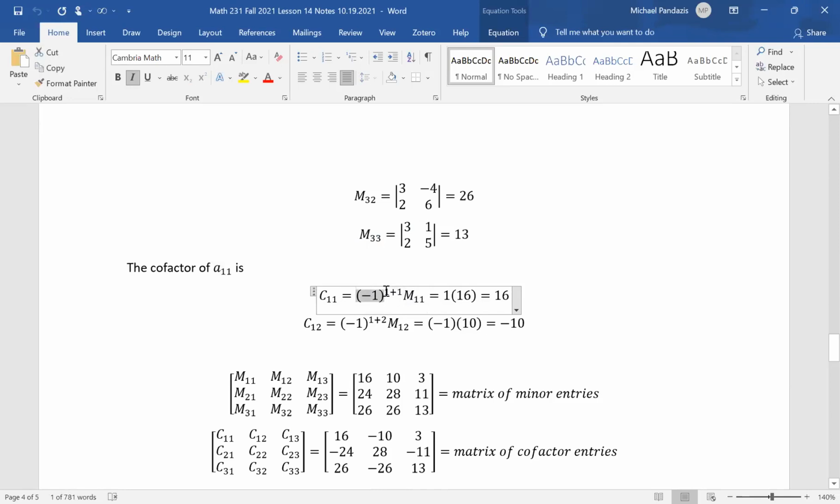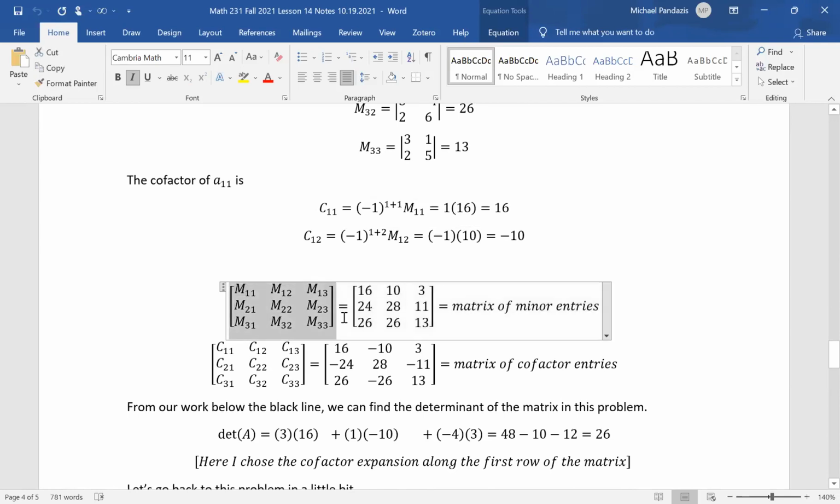Now you're taking -1 and raising it to the sum of the numbers down here. So it's -1 to the 1 plus 1 times M sub 11. And so all that's happening is that for the cofactors, here we have a matrix of minors, where for each entry of the matrix we have a corresponding minor for that entry. The cofactors of these entries are just plus or minus the minors of those entries.